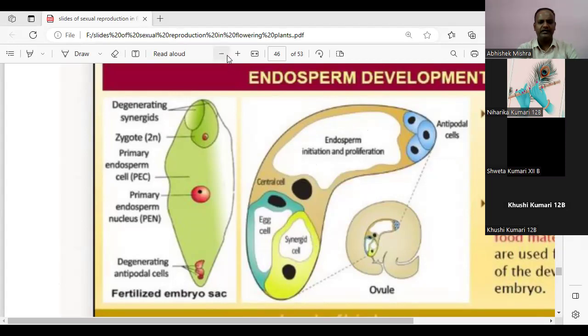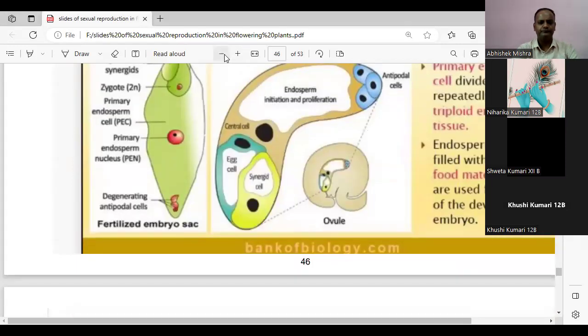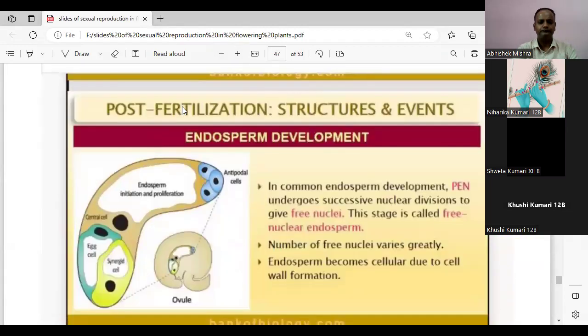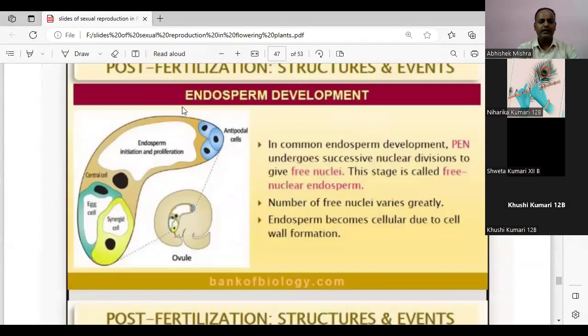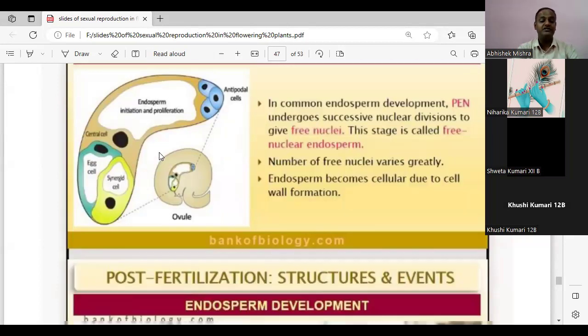Now, the next part. For endosperm development, the primary endosperm nucleus, which is called PEN, undergoes nuclear division to give rise to free nuclei. This is called free nuclear endosperm. You can see over here, the number of free nuclei varies greatly, and the endosperm becomes cellular when cell wall formation starts. Here you can see that it is free, but when the cell wall formation starts, then it becomes cellular.